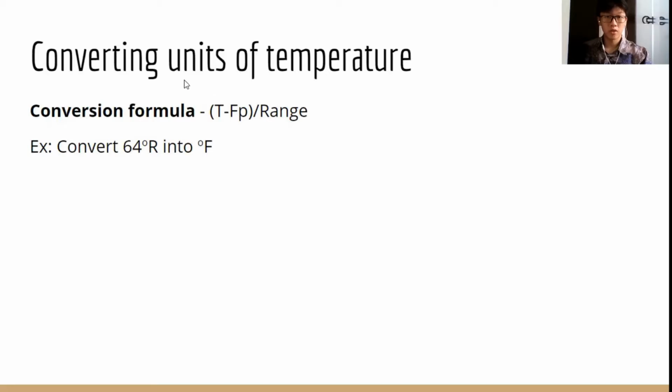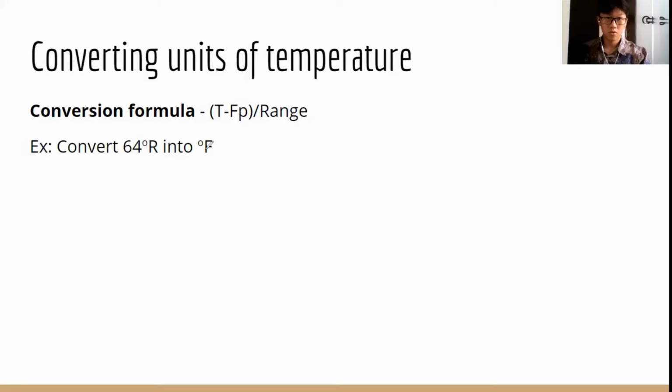To convert a temperature from one unit to another, there is a formula called a conversion formula. It is the temperature minus the freezing point of that unit, over the range, which is basically the boiling point of the unit minus the freezing point. For example, here we have: convert 64 degrees Reaumur into degrees Fahrenheit.